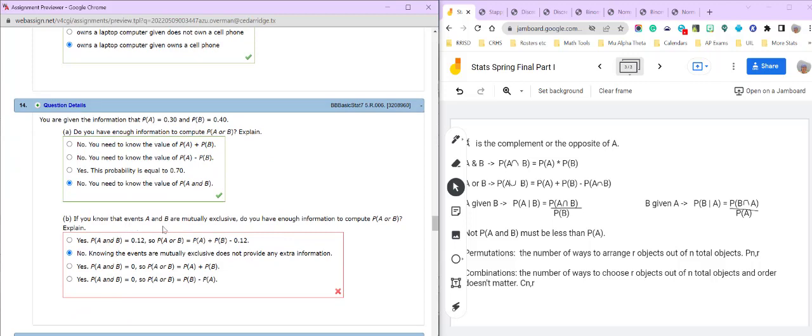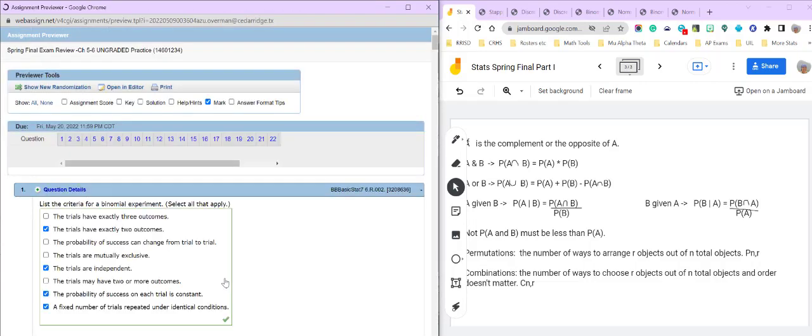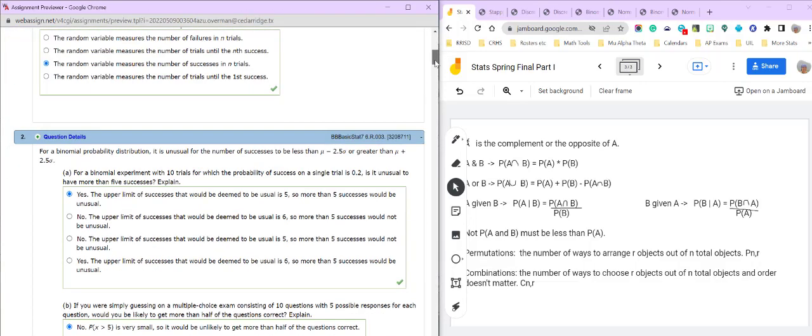If you know the events A and B are mutually exclusive, do you have enough information to compute A or B? It should just be the and. Oh, and it equals 0. Oh, here we go. Remember, that's what I was saying. So this is 0 if they're exclusive, so we just know that it's these two added together. There was a reason I was double taking on that one. I was confused because there were ands in there, and I was like, but we're looking for or.